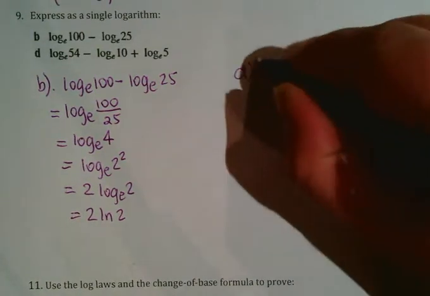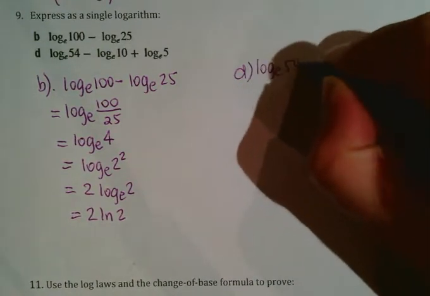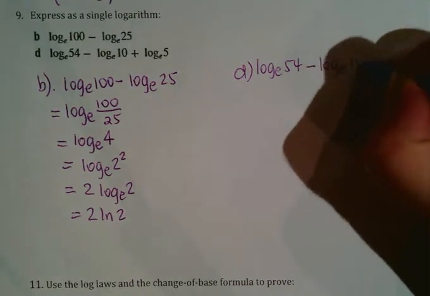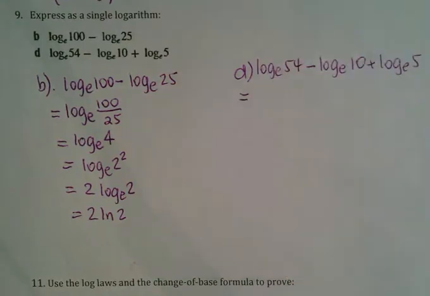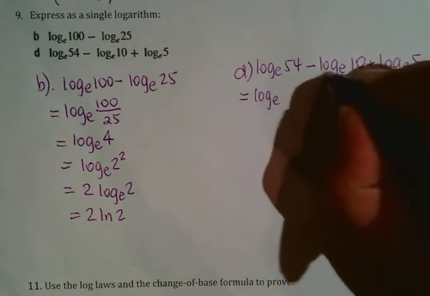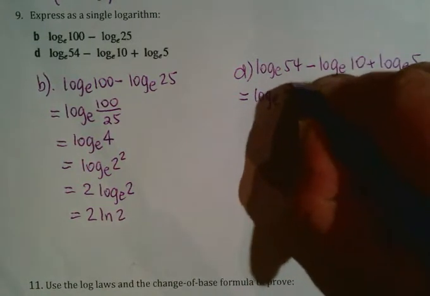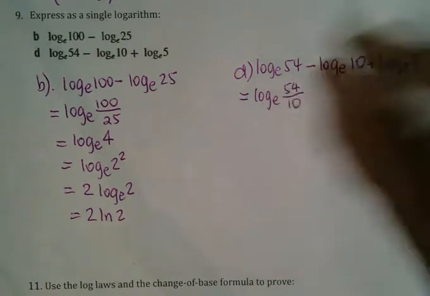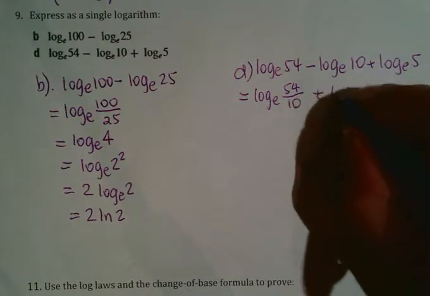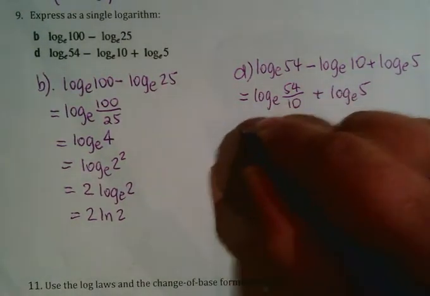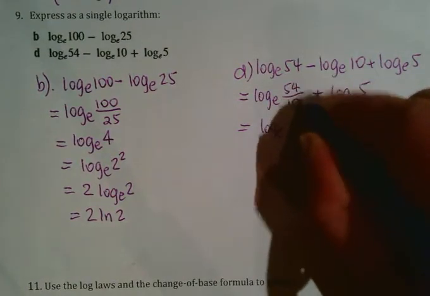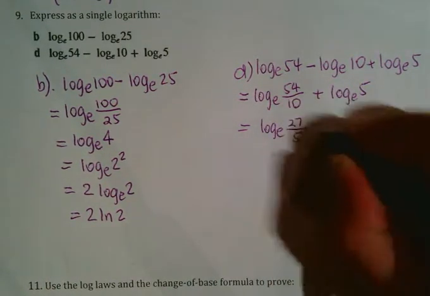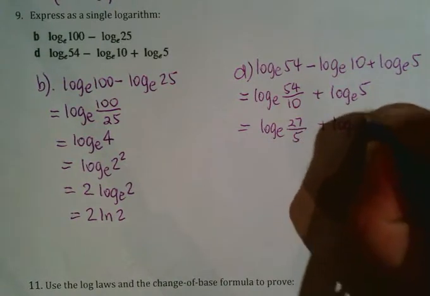Now let's look at d, log to the base e of 54 minus log to the base e of 10 plus log to the base e of 5. Okay, we've got log to the base e of 54 minus log to the base e of 10. We know that is log to the base e of 54 over 10. And here we've got plus log to the base e of 5. Now I'm just going to simplify the 54 over 10 because they can both be divided by 2 and you get 27 over 5 plus log to the base e of 5.